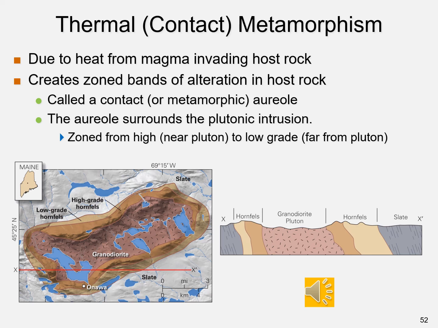The highest grade rocks form immediately adjacent to the pluton, where the temperatures are highest, and progressively lower grade rocks form further away. The distinct belt of metamorphic rocks that forms around an igneous intrusion is called a metamorphic aureole, or contact aureole. The width of the aureole depends on the size and shape of the intrusion and on the amount of hydrothermal circulation. Larger intrusions produce wider aureoles.